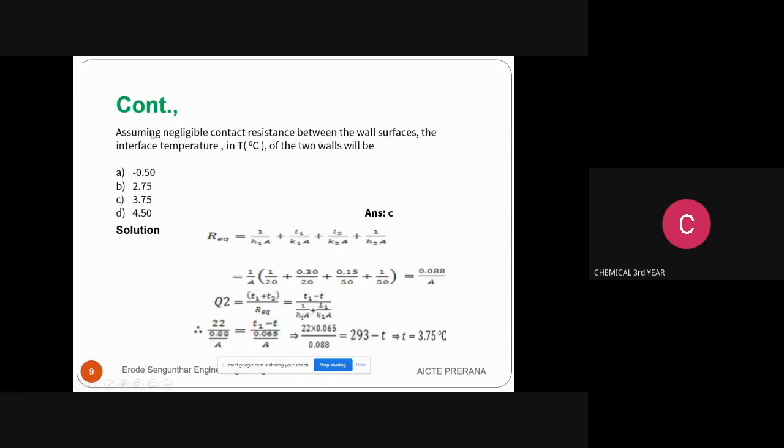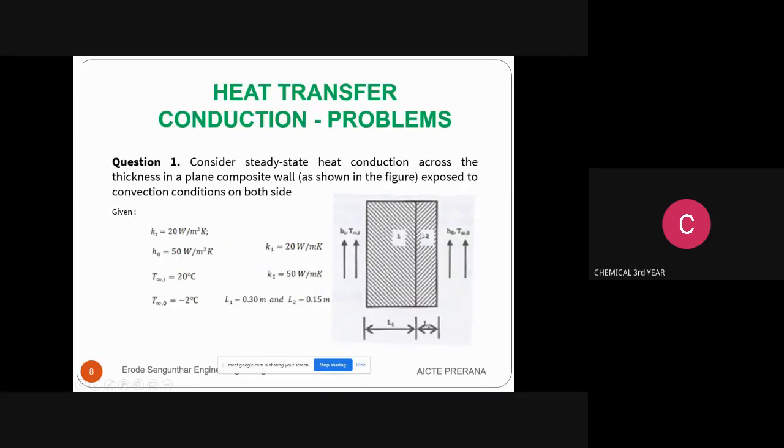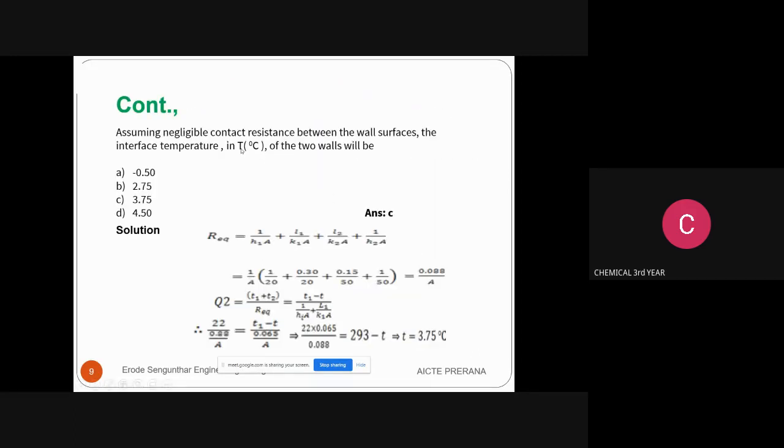Okay, and assuming negligible contact resistance between the wall surfaces. So between the two wall surfaces there will be a contact resistance, but that is negligible here. They have mentioned it very clearly. The interface temperature, T degrees Celsius, of the two walls will be... So what they are asking here is the interface temperature. Between 1 and 2 there is a specific interface point, right? That intermediate point has a specific temperature, and that temperature we have to find out. Here they have named it T degrees Celsius. They are asking for the result also in degrees Celsius only, so we have to keep that in mind.